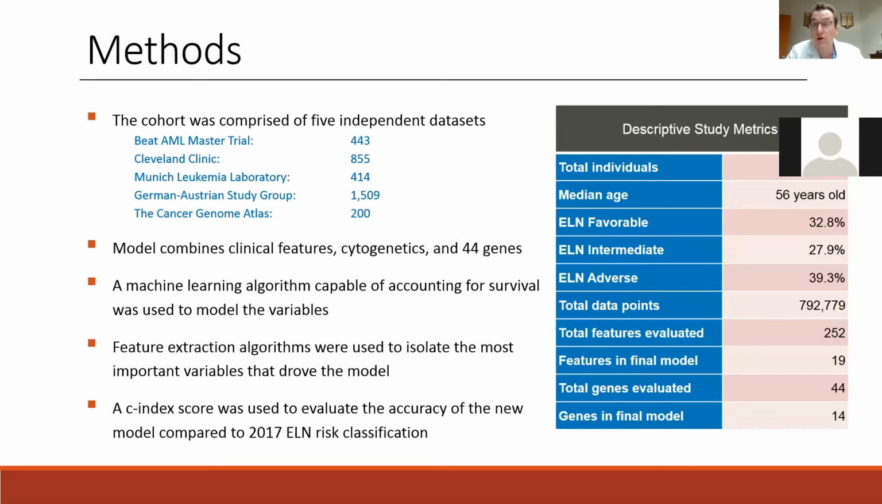So just some descriptive metrics here. A brief overview: we had about 3,500 patients. We isolated about 800,000 data points. And for each patient, we had 252 prognostic features. In the final model, we had 19.